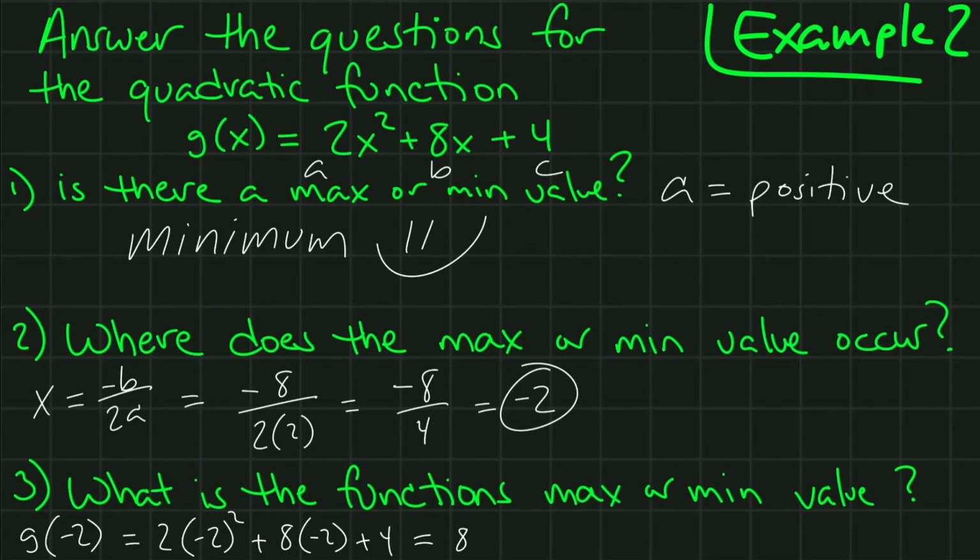Then we have negative 2 times 8. That's going to be equal to minus 16. And then we have a plus 4. Left to right means we have 8 minus 16 is negative 8. And negative 8 plus 4 is going to be equal to negative 4. So our y value will be negative 4.